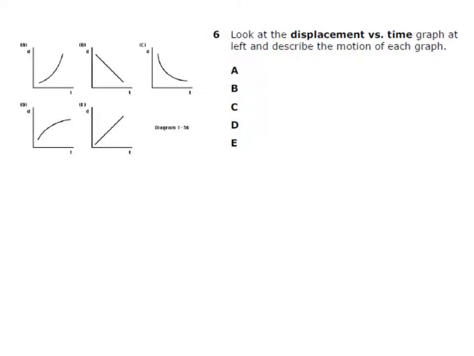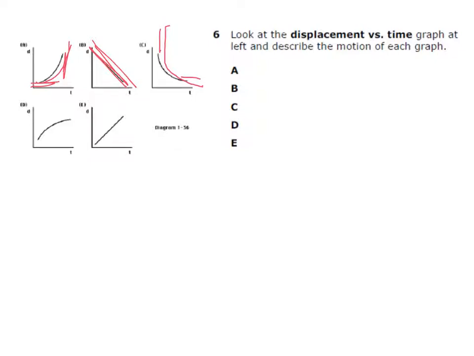Next question, look at the displacement versus time graph at the left and describe the motion of each graph. All right, in this first graph, it's accelerating because it starts off shallow and it ends up steep. In a position versus time or displacement versus time graph, a straight line indicates constant velocity. So this is constant velocity negative, going towards the origin or towards the starting point. In this case, we start off very steep and we end up very, very shallow. So we're slowing down as we head towards the origin. So we're slowing down in the negative direction.